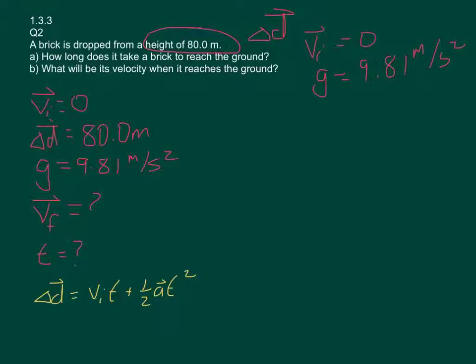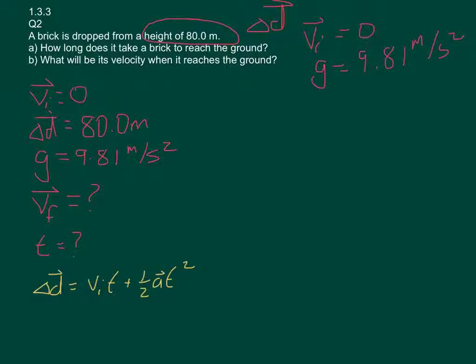then this section right here will go to 0, because 0 times, no matter what T is, is still going to be 0. So we're left solving just for a single T variable, T squared. So let's go for that. We'll bring that up.